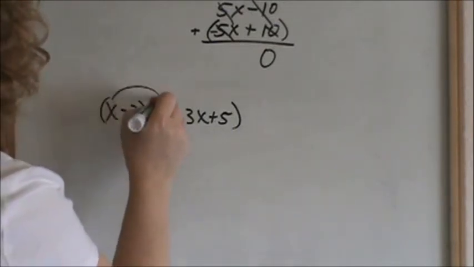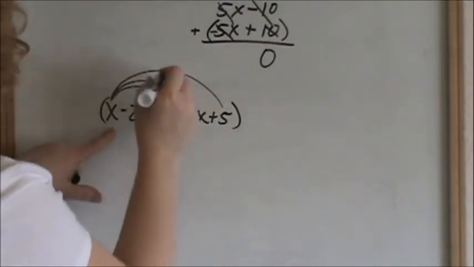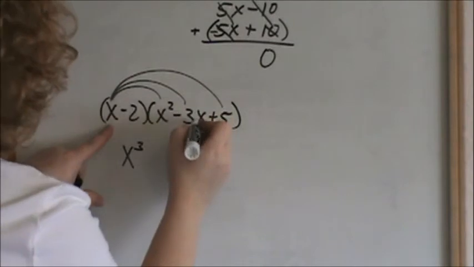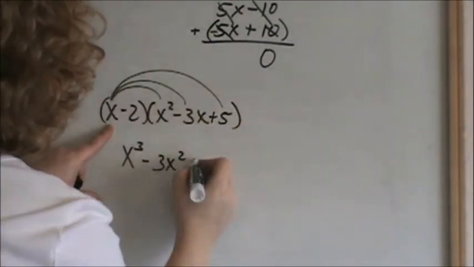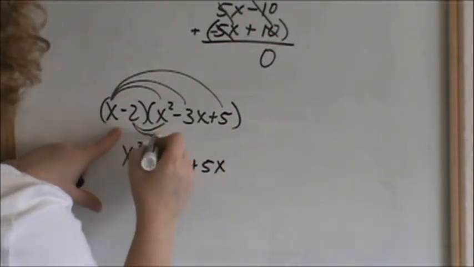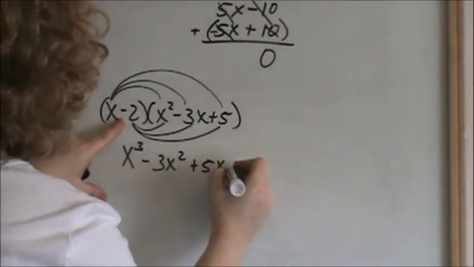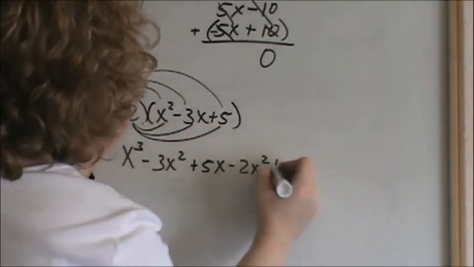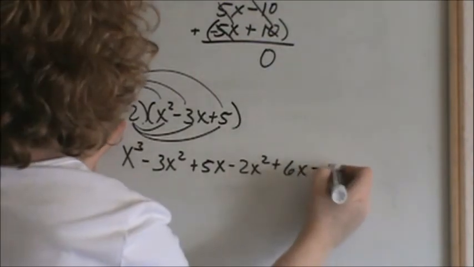Take this x and distribute it to every term. So x times x squared, x cubed. X times a negative 3x, negative 3x squared. X times a positive 5, positive 5x. Then what you do is take the negative 2 and distribute it to every term. Negative 2 times x squared, negative 2x squared. Negative 2 times a negative 3x, positive 6x. Negative 2 times a positive 5, negative 10.